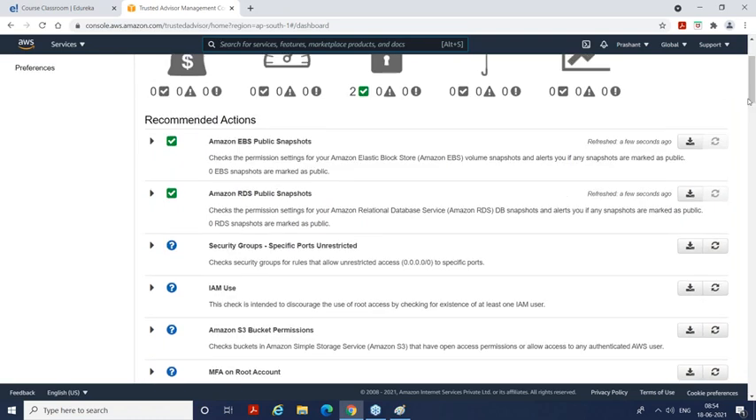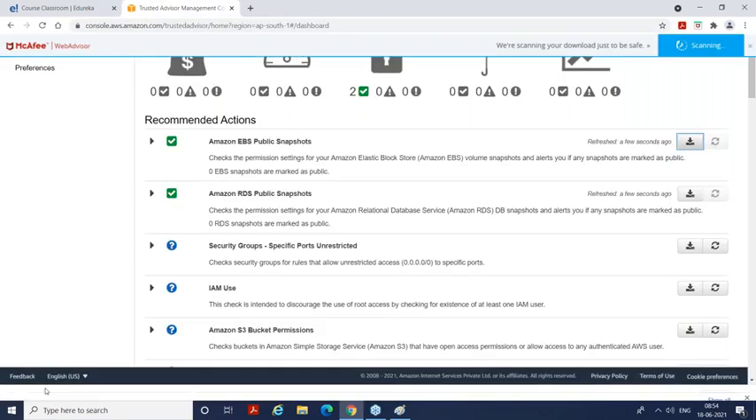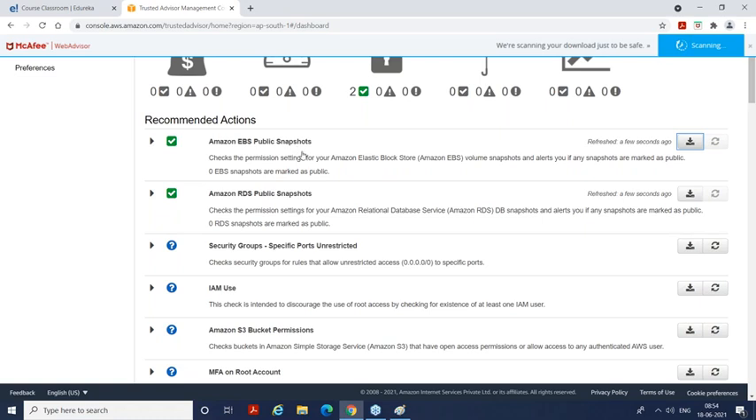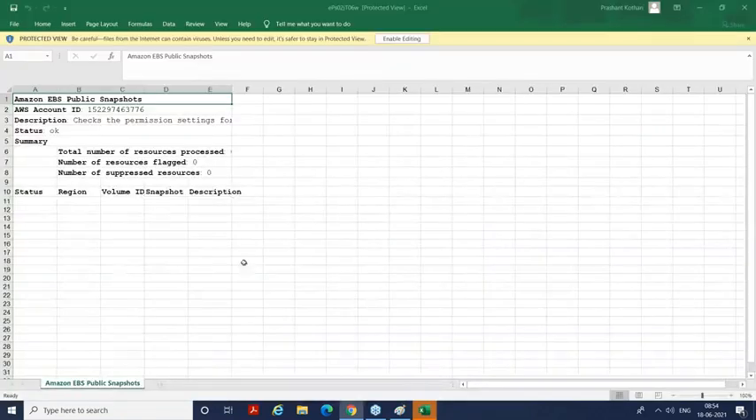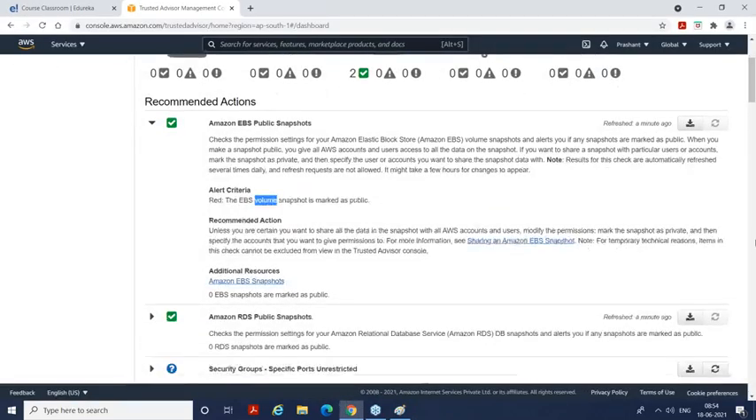So this gives recommendations on these 5 parameters. You can download those recommendations right now like this. And in these recommendations it will also give you details about what the recommendation is all about, right? It will also give you a detailed report. You can download that, and if there is any problem observed, it will tell you how to fix that problem, some suggestions, right?